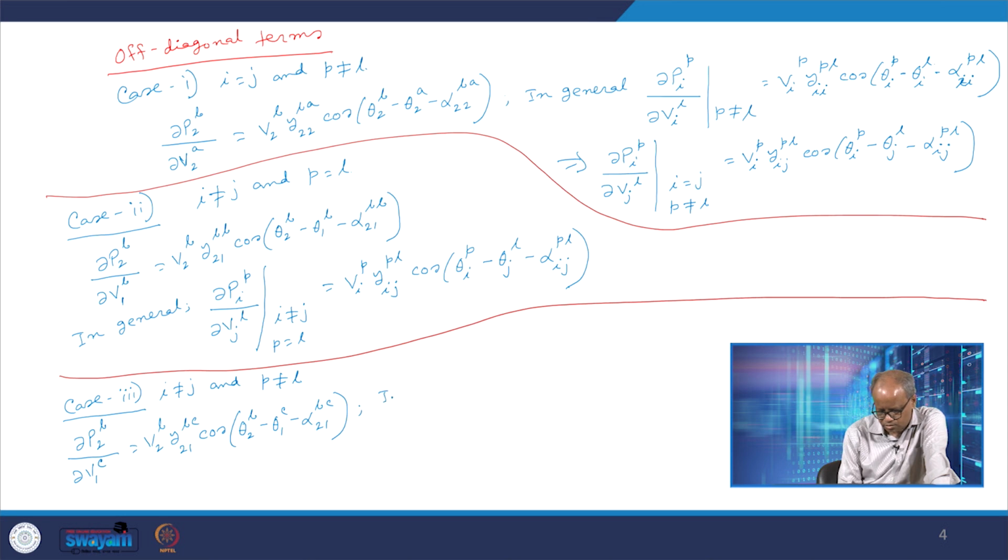So, again in general, del PIP by del VJL, condition I is not equal to J, P is not equal to L, that would be again VIP YIJPL cosine theta IP minus theta JL minus alpha IJPL.